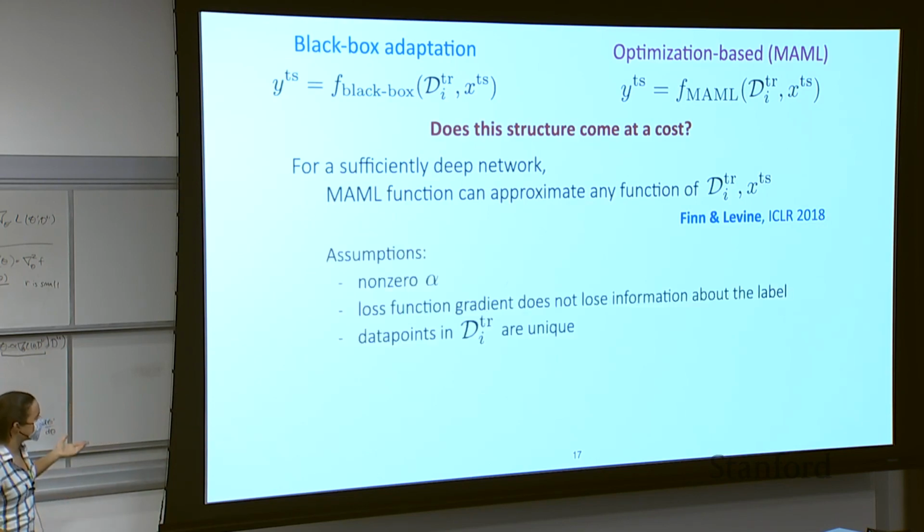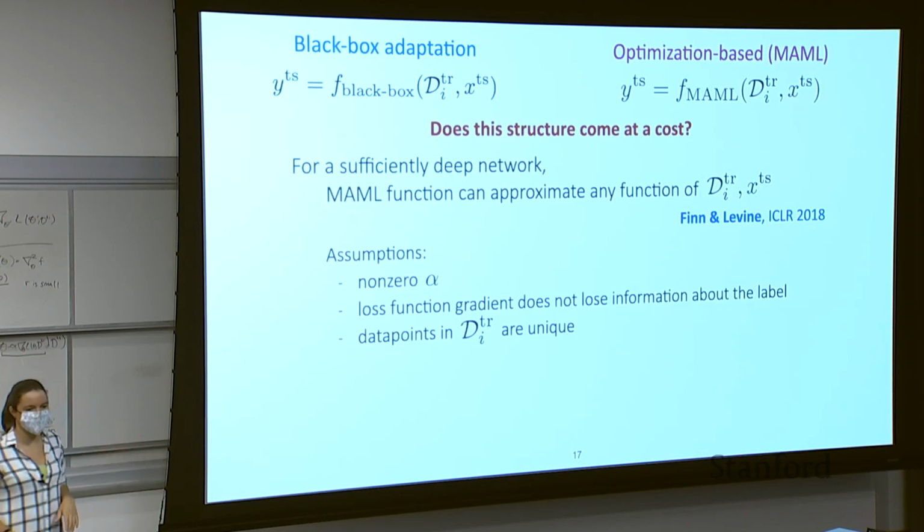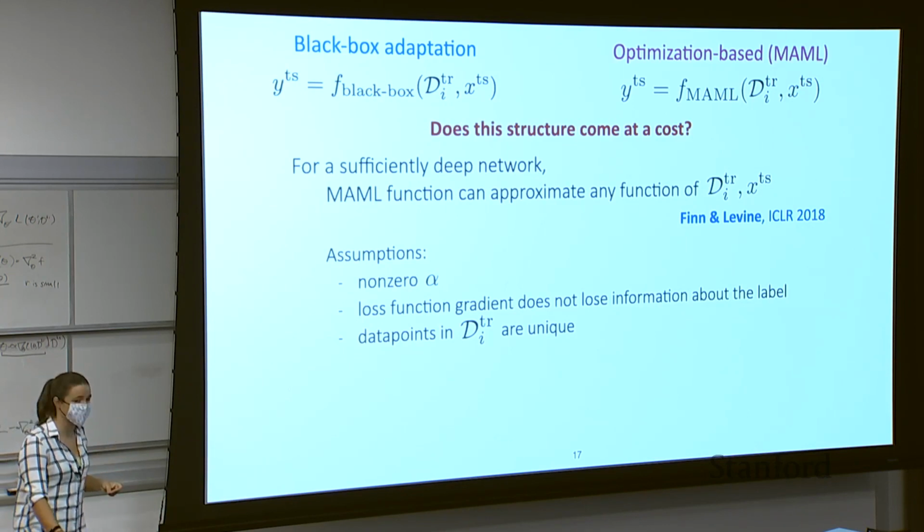And this is under a few different assumptions. You need to assume that the learning rate is non-zero, of course, so that the gradient is actually having an effect. You need to assume that the loss function gradient doesn't lose information about the label. So this is true for loss functions like cross entropy and L2 loss. And you also need to assume that the data points in the training data set are unique.